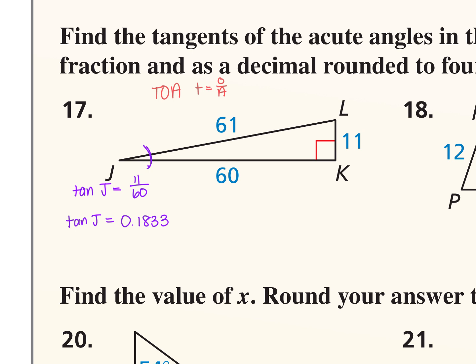And then looking at my angle L, so tan L, opposite, which is 60, over adjacent, which is 11. Written as a decimal, plug it into your calculator. 60 over 11, you're going to get, to 4 decimal places, 5.4545. Okay.